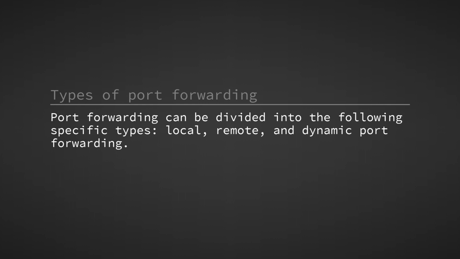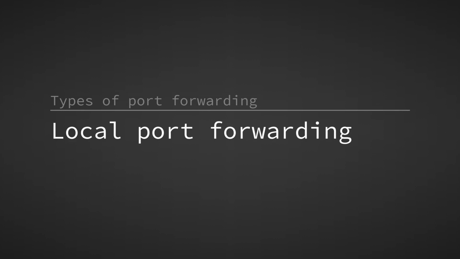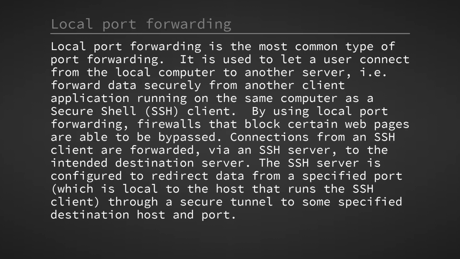Port forwarding can be divided into the following specific types: local, remote, and dynamic port forwarding. Local port forwarding. Local port forwarding is the most common type of port forwarding. It is used to let a user connect from the local computer to another server, i.e. forward data securely from another client application running on the same computer as a secure shell, SSH, client. By using local port forwarding, firewalls that block certain web pages are able to be bypassed.